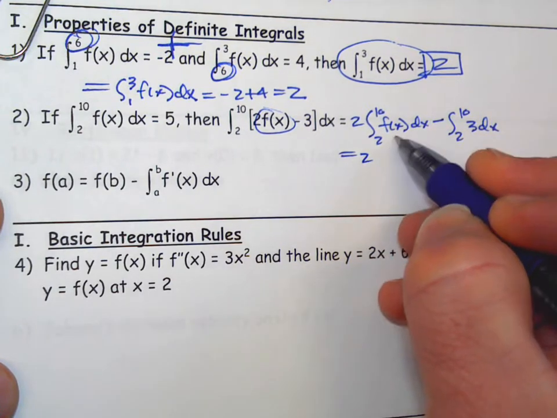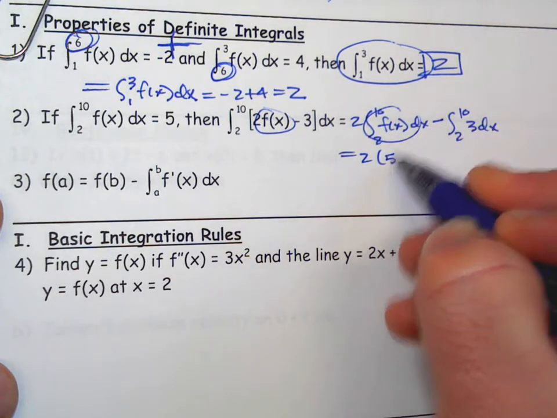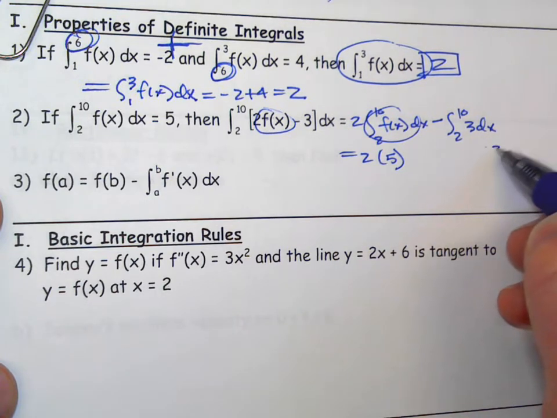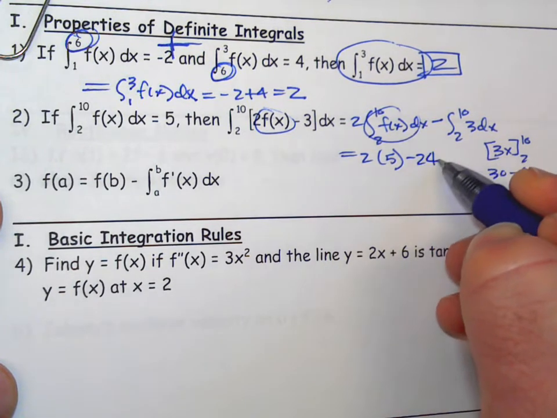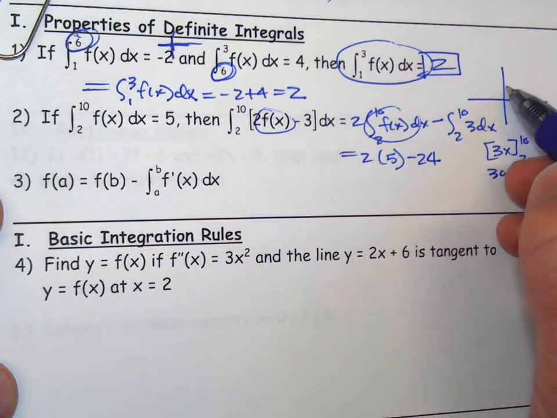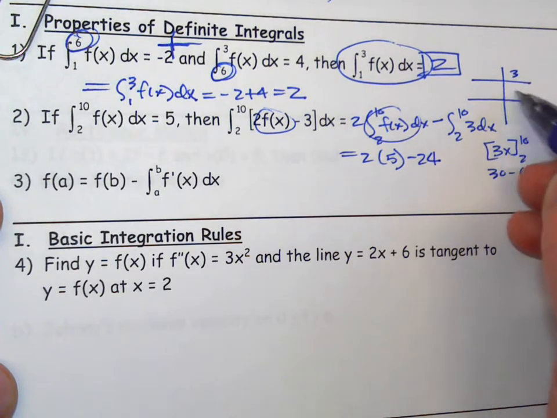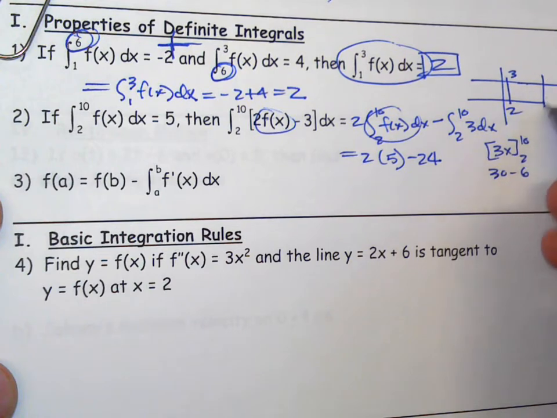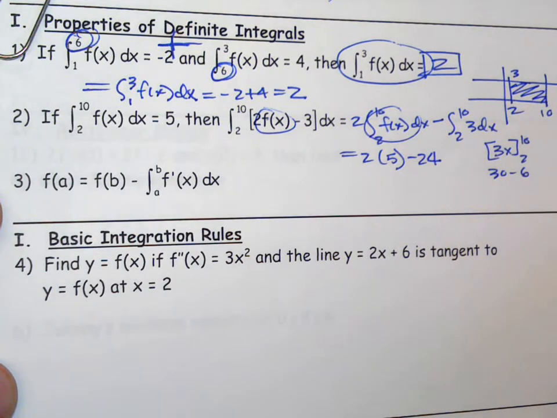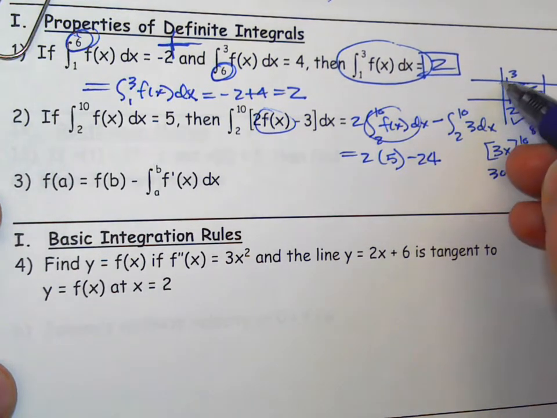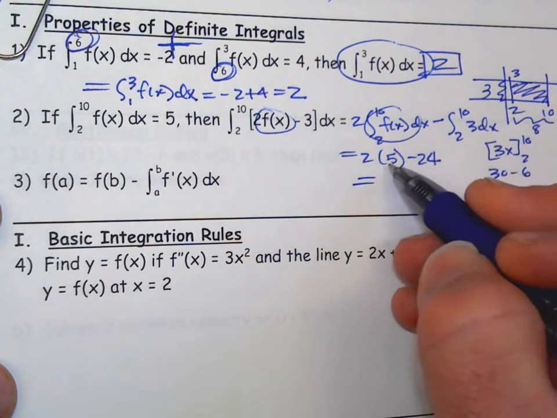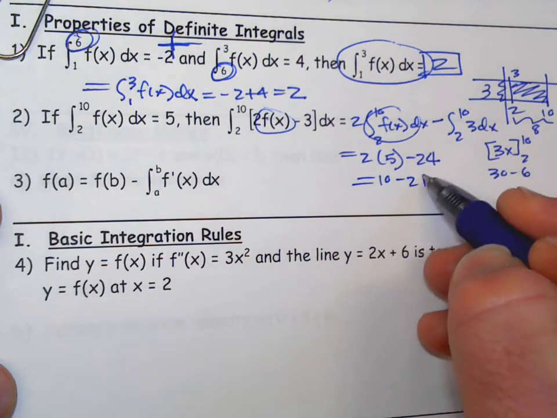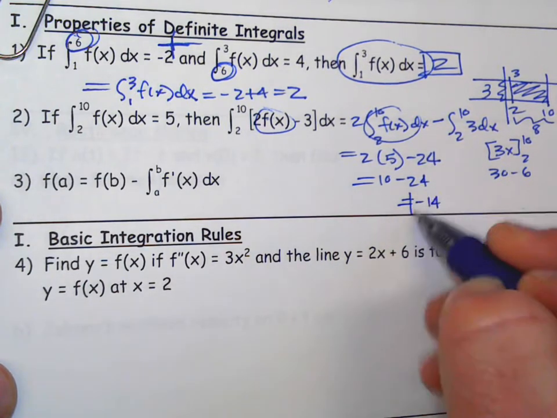So we were given that this value right here was 5. Now this one right here, you could integrate and say, okay, the antiderivative is 3x, and go from 2 to 10, and that's going to be 30 minus 6, which is 24. Or you could imagine the graph of this is just a flat line going through 3, and I want the integral from 2 to 10. Well, it's going to be the area of a rectangle, base times height, 8 times 3 is 24. So either way you want to do it. So 10 minus 24 is negative 14.